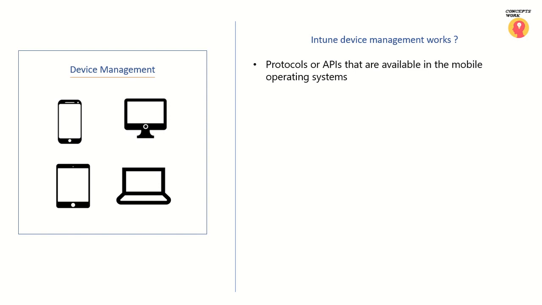The features that you are customizing with device management all depend upon the settings that are exposed by the operating system of your mobile device itself. That means if your mobile does not allow a wallpaper to be changed by an external service, or by a different service apart from its own operating system instance, then that feature might not be available. So this is the meaning of this statement, which you can see: protocols or APIs that are available in the mobile operating system. This is the parameter on which the device management of Intune works.